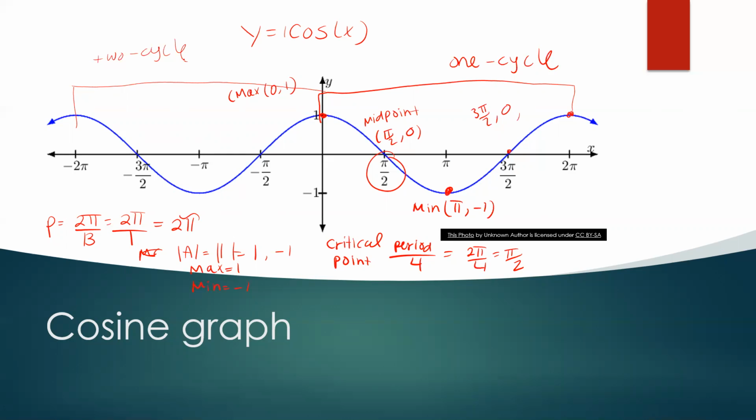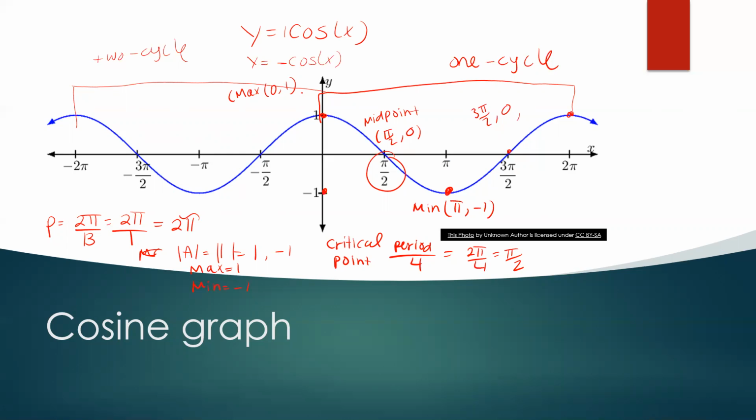That's pretty much it. Just remember in the cosine graph you start at the max, midpoint, min, and then do the cycle again, midpoint, and then max, right? Now, if there was a negative in front of the cosine, like if it was y equals negative cosine x, we'll talk about reflections. It would start here, right? But that's only if there's a reflection.